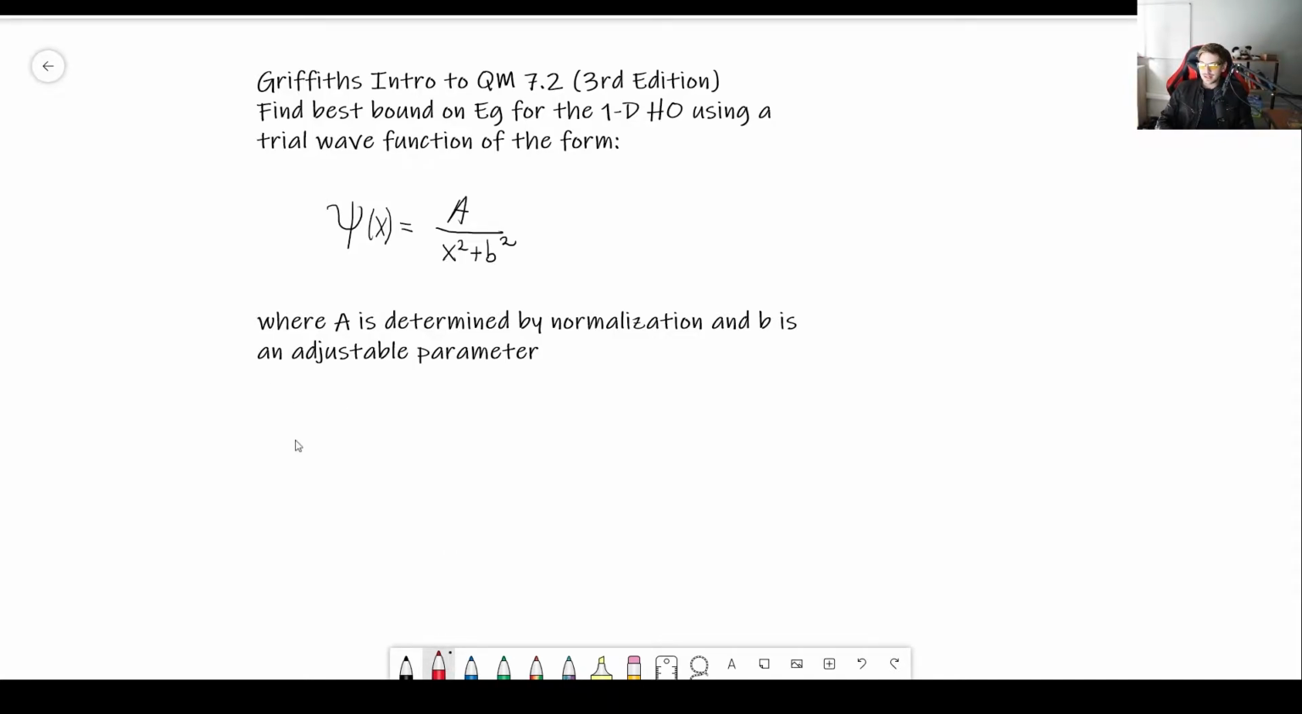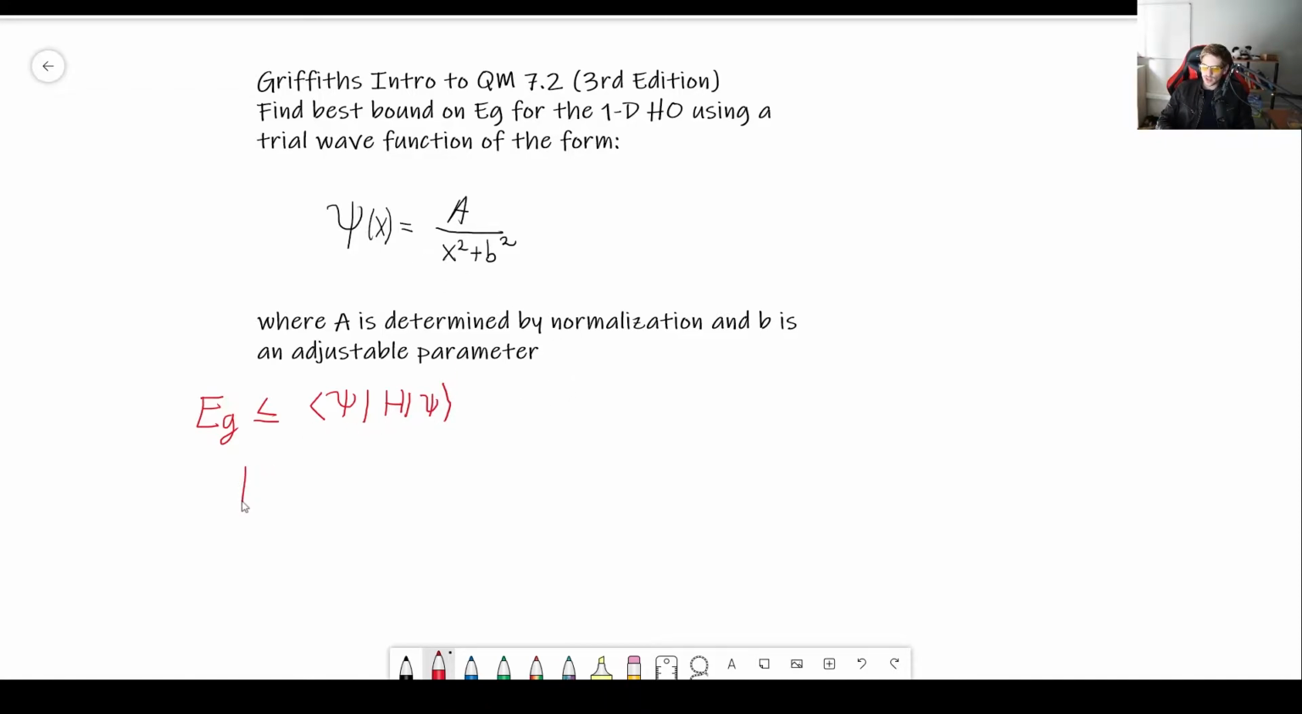Now, how do we go about it? Well, just as a reminder, once again, the variational principle tells us that we can find an approximation for the ground state energy, right? And our approximation will always be at least the same, but probably larger than the ground state energy, and it will be given by the expectation value of the Hamiltonian in this trial wave function state.